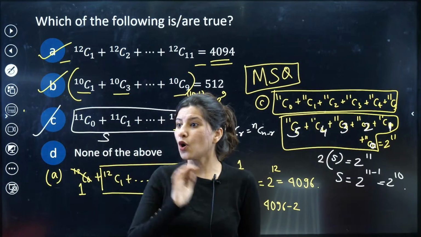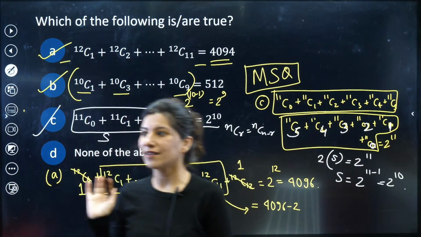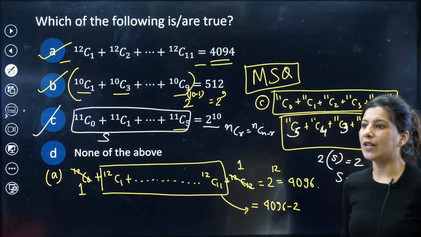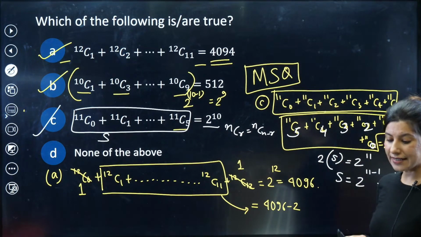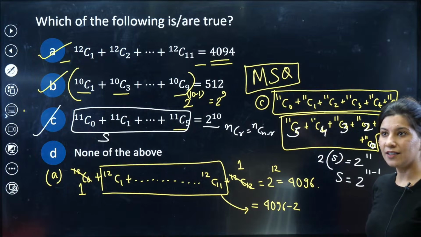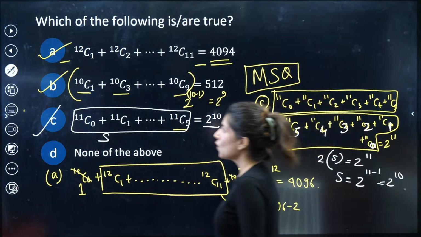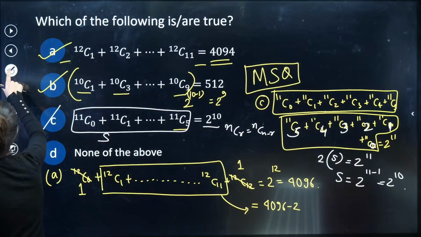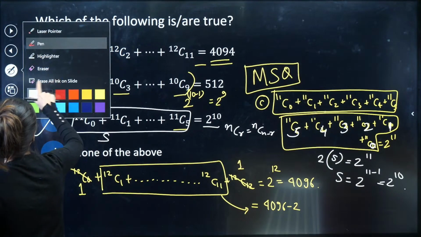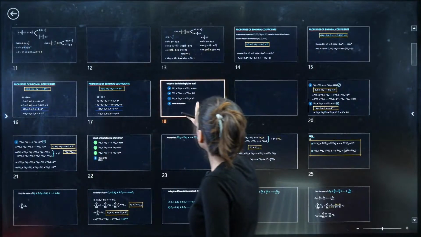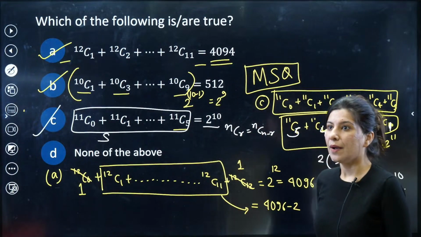A, B, C all are correct. Clear? Okay. So none of these is incorrect. Right? Now one thing I would like to let you know.